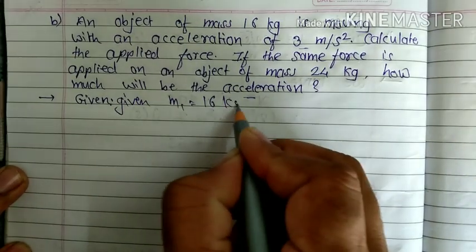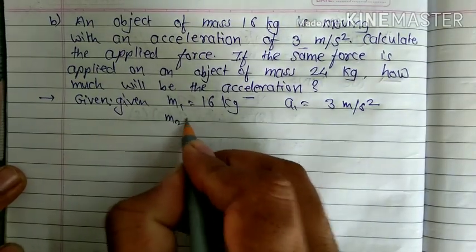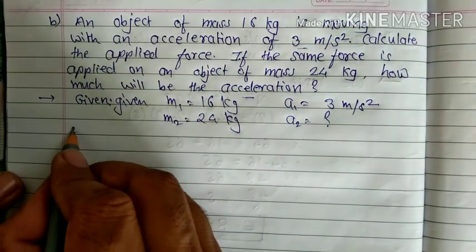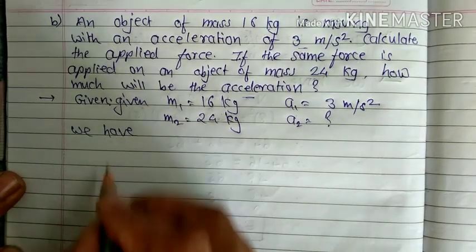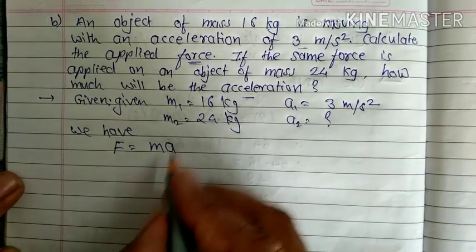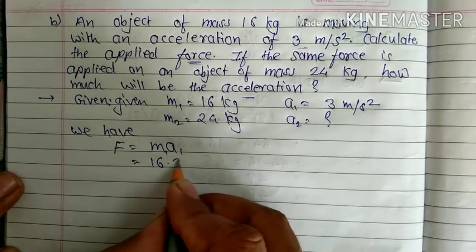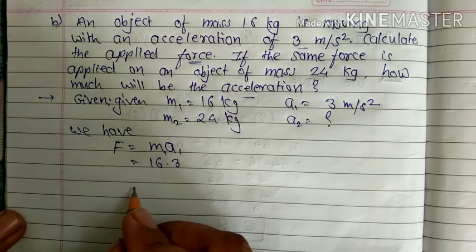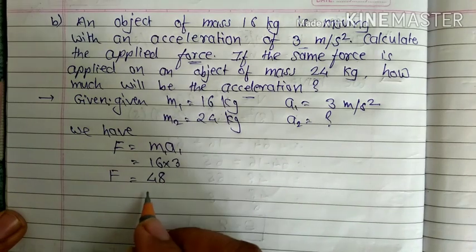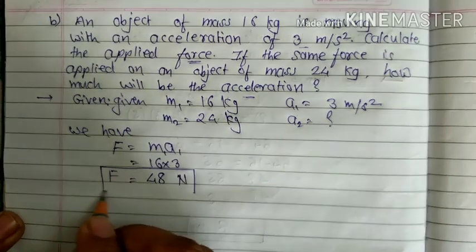Given: m1 is equal to 16 kg, acceleration a1 is 3 meter per second square, m2 is 24 kg, and a2, second acceleration, we have to find. We have the formula for the force applied: F is equal to ma. तो फर्स्ट कंडीशन का, m1 a1 is equal to 16 into 3, so therefore F is equal to 48. 16 into 3 is 48. Unit of the force is Newton. The force is equal to 48 Newton.